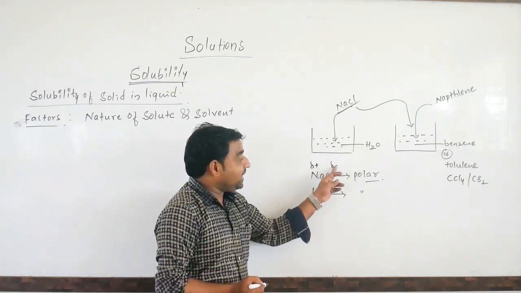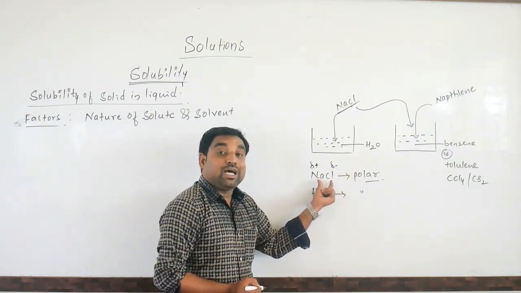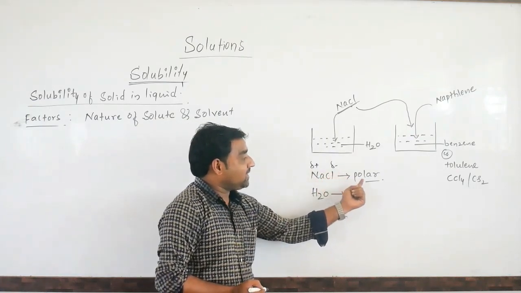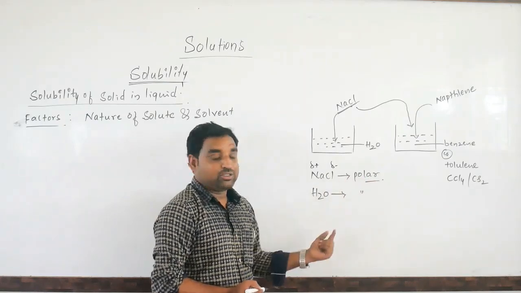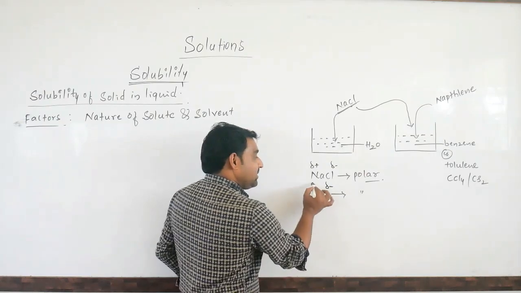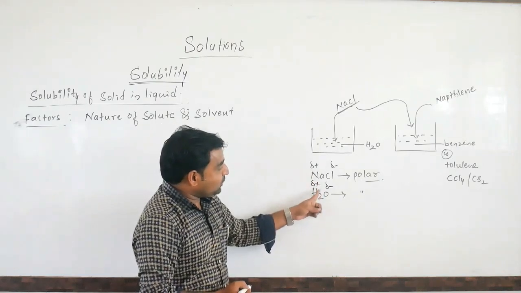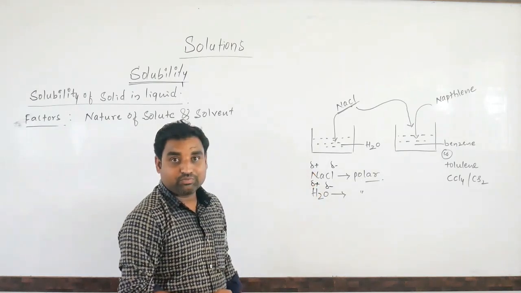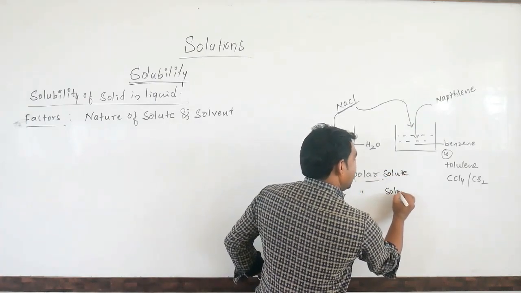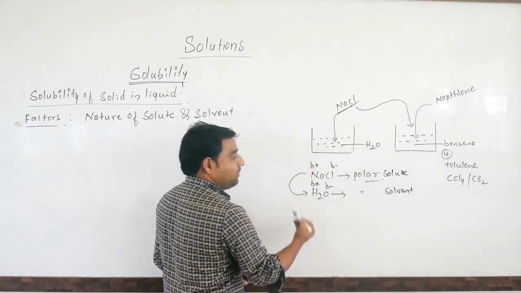So a charge, a pole, is created when the two atoms have different electronegativity. Such molecules are termed polar molecules. Here also it is the same. Oxygen is more electronegative, hence it is delta negative. Hydrogen is less electronegative, so it is delta positive. So polar molecules will dissolve in polar solvent. This is a polar solute, and this is a polar solvent. So a polar solute dissolves in a polar solvent.